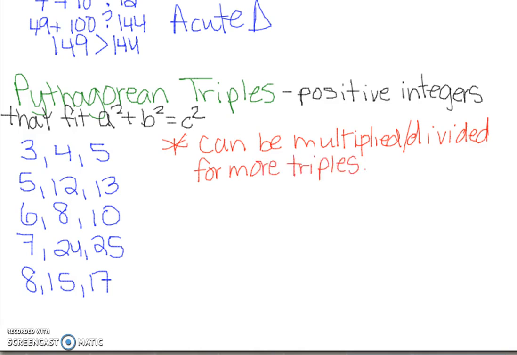Okay, so these aren't the only ones. This is like your base set. So what that means, if I take 6, 8, 10 here, that's really the 3, 4, 5 multiplied by 2 to get 6, 8, 10. Okay, so I can double and triple and half these any way I want, and I can form more triples.